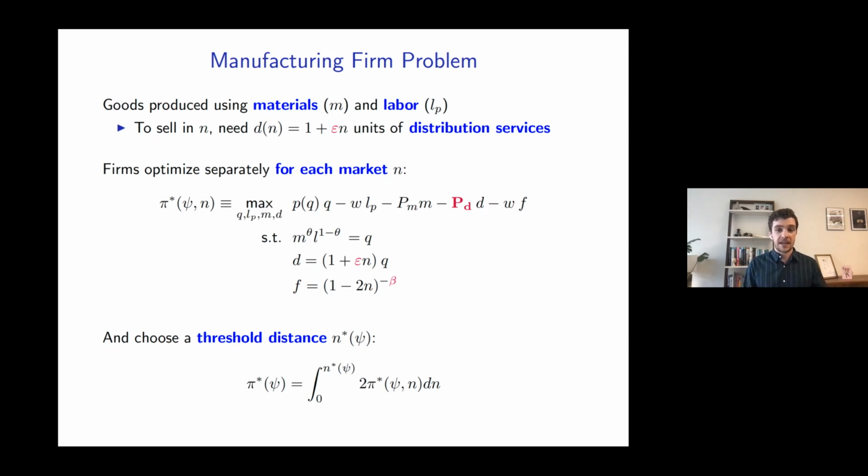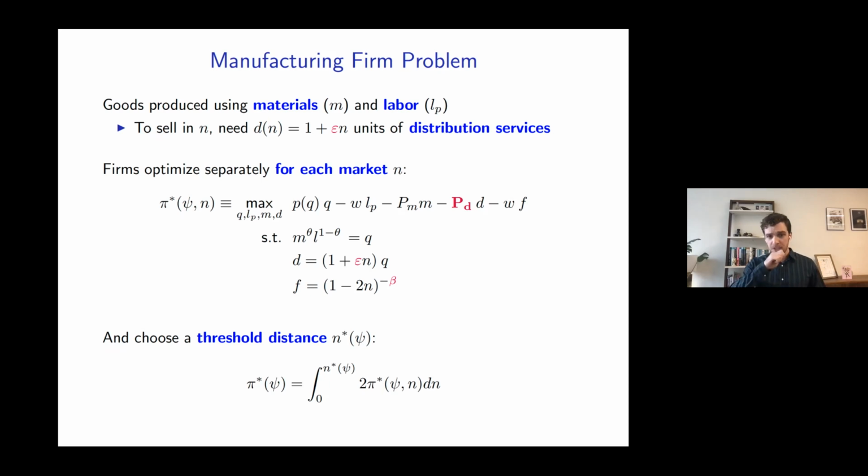And then they have to purchase distribution services at a price PD, which they take as given. And again, as I highlighted before, epsilon here is going to govern how quickly the distribution services required increase with distance. And finally, we also have fixed costs F, which also vary based on the distance that the firm is selling to. As you can see here, F is increasing in N.